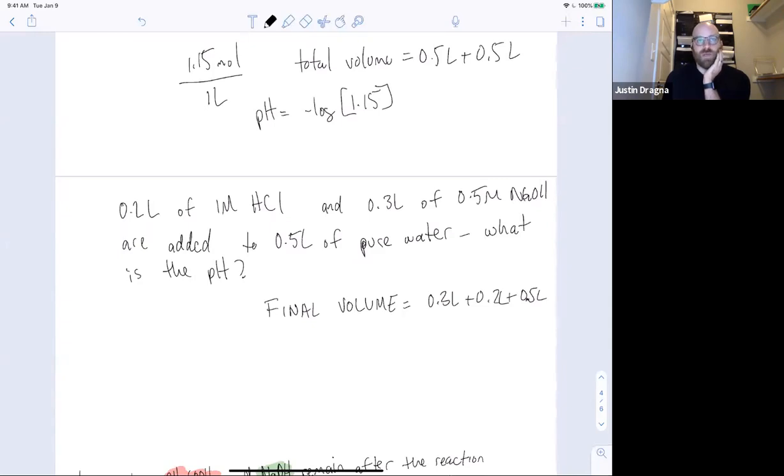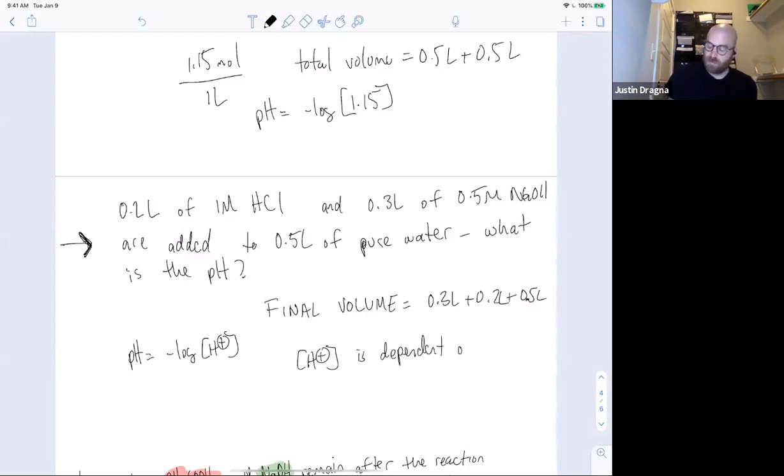I'm trying to think if there's any other way to word these problems. This is a pretty common thing that you end up with, though. The pH, which is equal to the negative log of H plus, is dependent on the total volume. So if you add any liquid to it, any kind of solvent whatsoever, water, you're going to dilute the hydronium concentration. So this is something that you have to worry about typically when we're dealing with titrations.